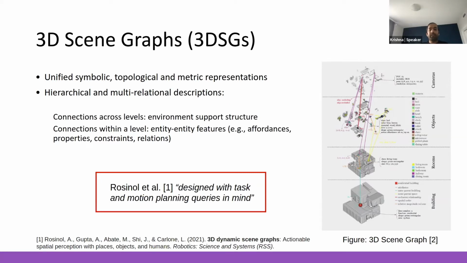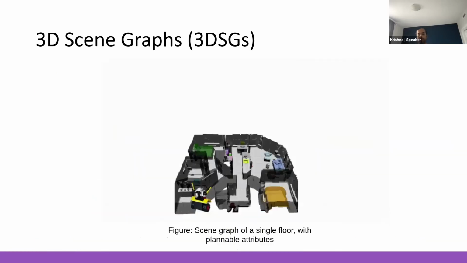Having this hierarchy makes representing a scene very, very effective. If you have a task for which you only need a part of the scene, you can trickle down just one part of this hierarchy and then reach the one room that you care about. And this is why, when 3D scene graphs were designed, one of the goals mentioned in the 3D dynamic scene graphs paper by Tony is that they designed it with task and motion planning queries in mind. So you want to be able to query this map or scene representation to see if you can actually solve a task and motion planning problem given a particular specification.